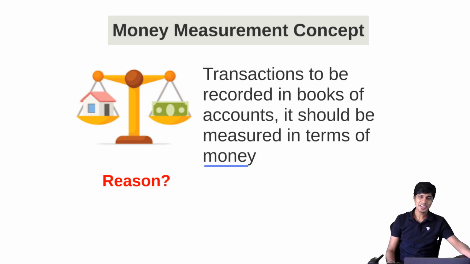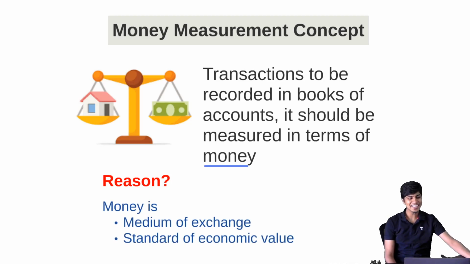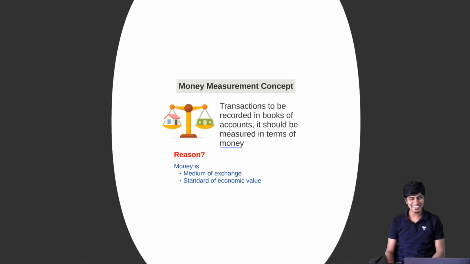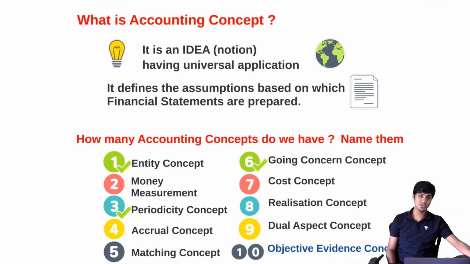The reason why everything is measured in terms of money is that it is a medium of exchange and it is of standard economic value. We are done with those days when I would say, I'll give you one of my cattle, you give me two bags of your grains. We are not doing barter transactions anymore. That stopped at LKG. I'll give you my eraser, you give your sharpener. No, gone are those days. Done. We're done with the money measurement concept also.